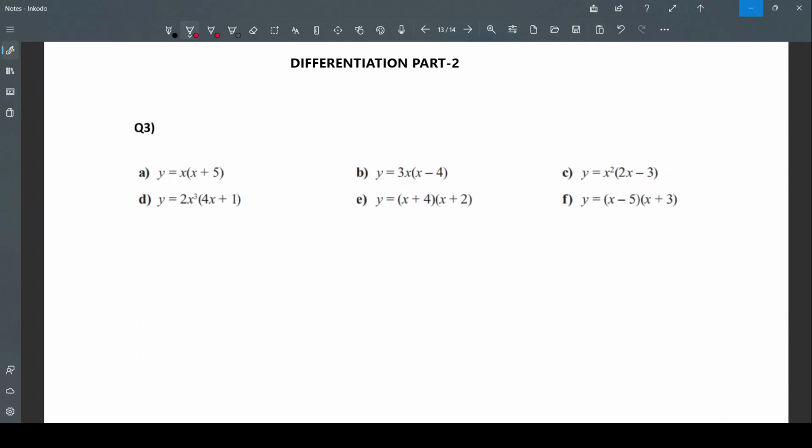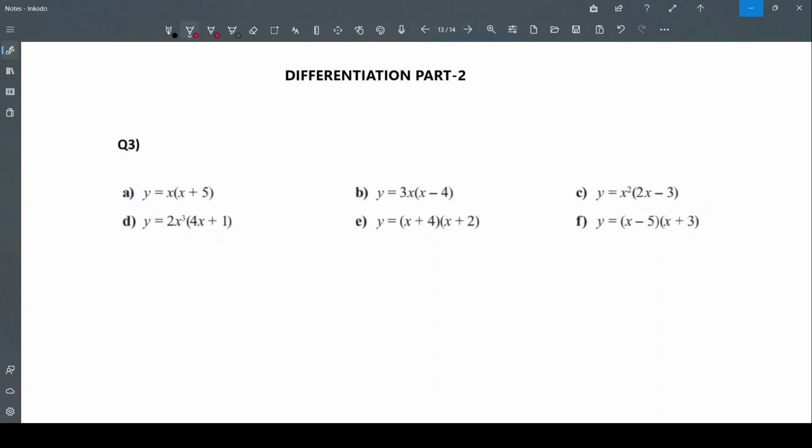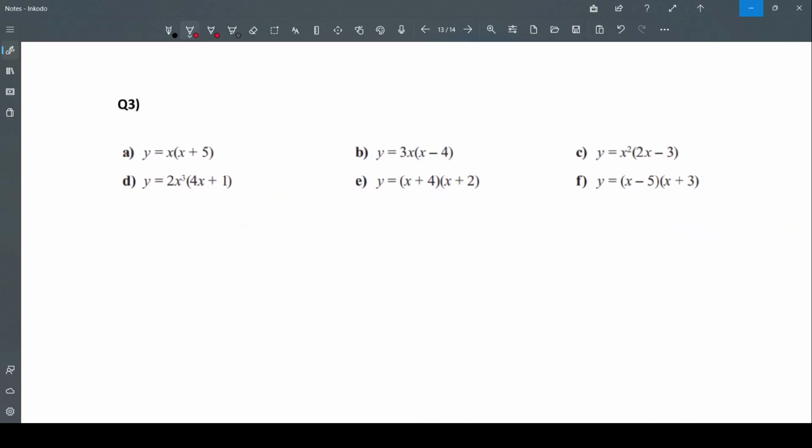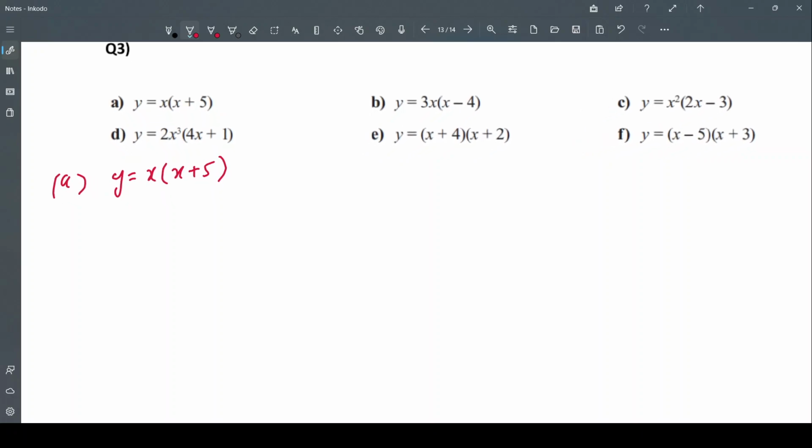You can see we have used the power rule to find the differentiation of any function. So we'll be using the same power rule, but the questions will be a little simplified. So let's do the first question of question number 3. It says y equals x into x plus 5. The function is y equals x into x plus 5.